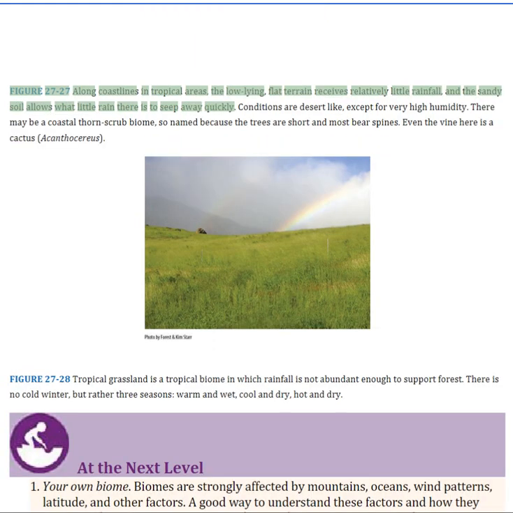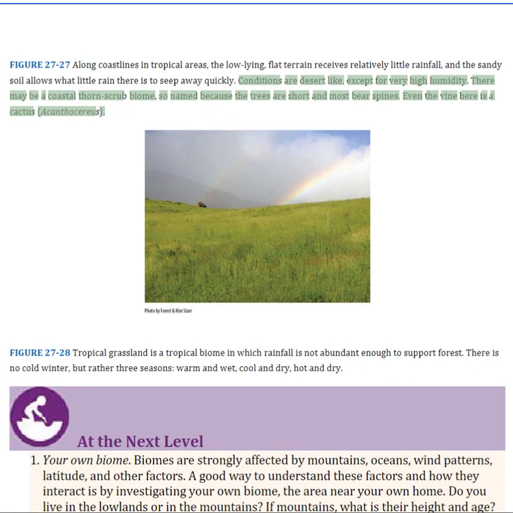Along coastlines in tropical areas, the low-lying, flat terrain receives relatively little rainfall, and the sandy soil allows what little rain there is to seep away quickly. Conditions are desert-like, except for very high humidity. There may be a coastal thorn scrub biome, so named because the trees are short and most bear spines. Even the vine here is a cactus.